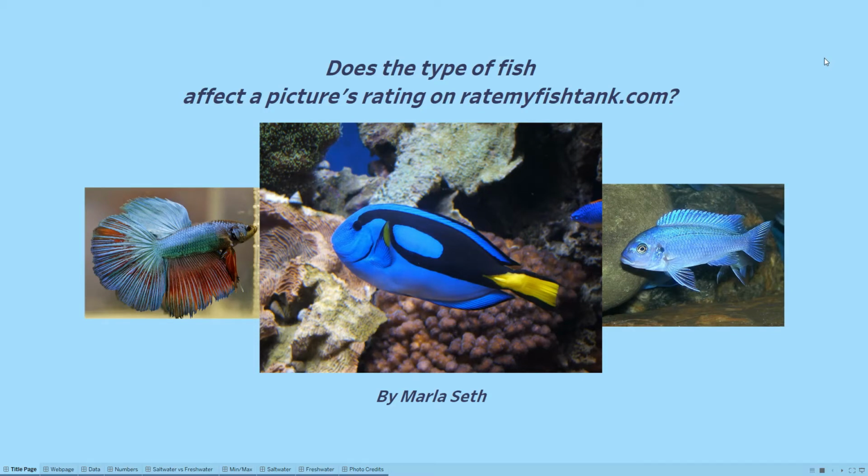My name is Marla Seth. For my project, I was interested in looking at whether the type of fish in a picture affects the picture's overall rating. I chose this project because I love fish and fish tanks, and I like to spend time looking through the pictures on the website.